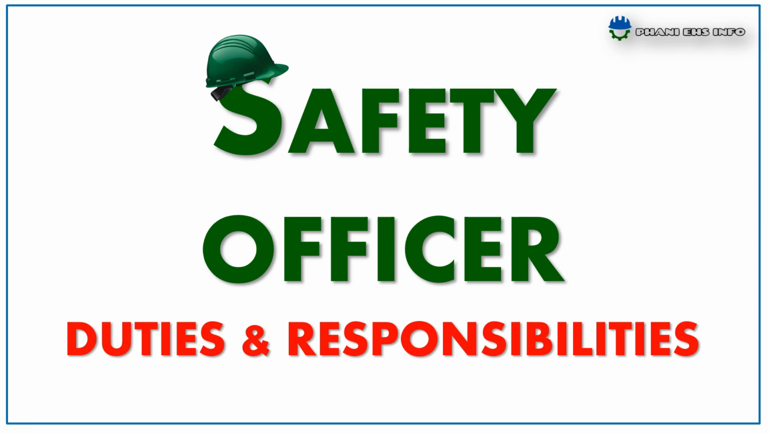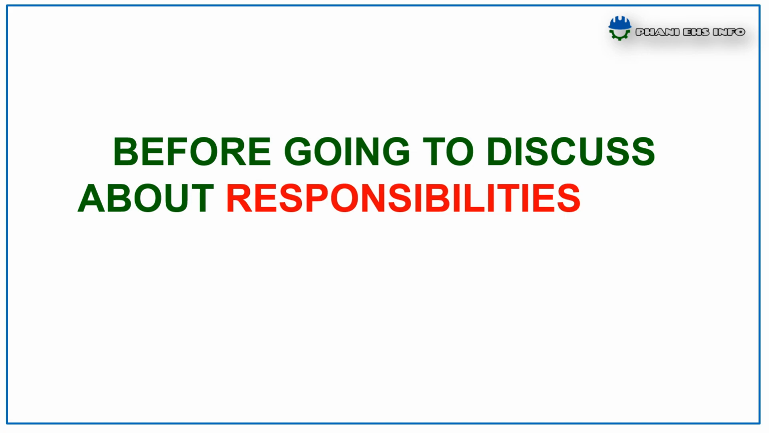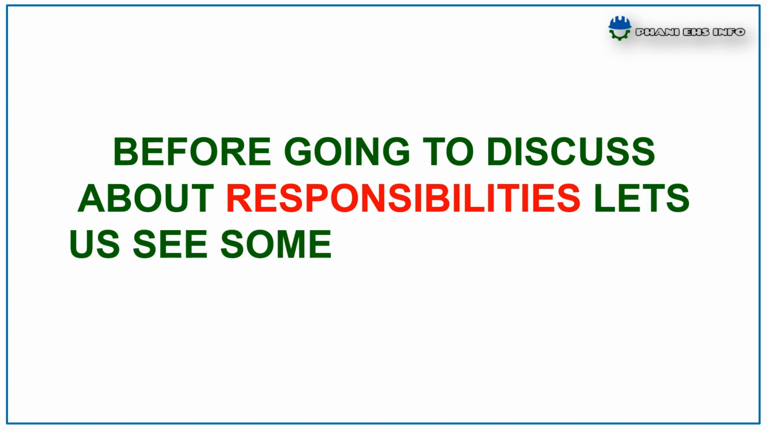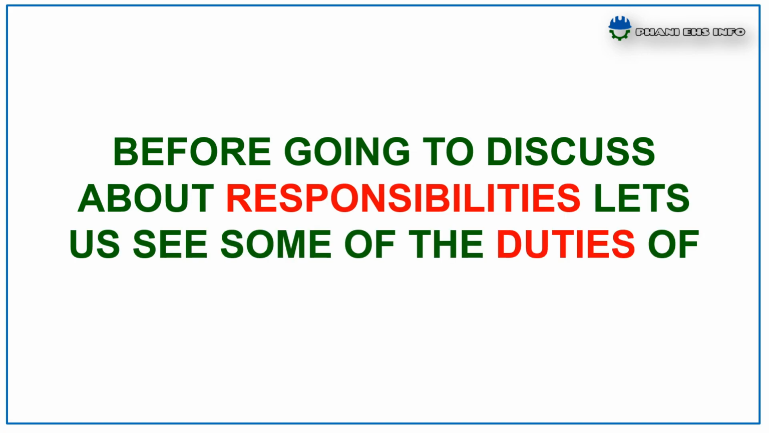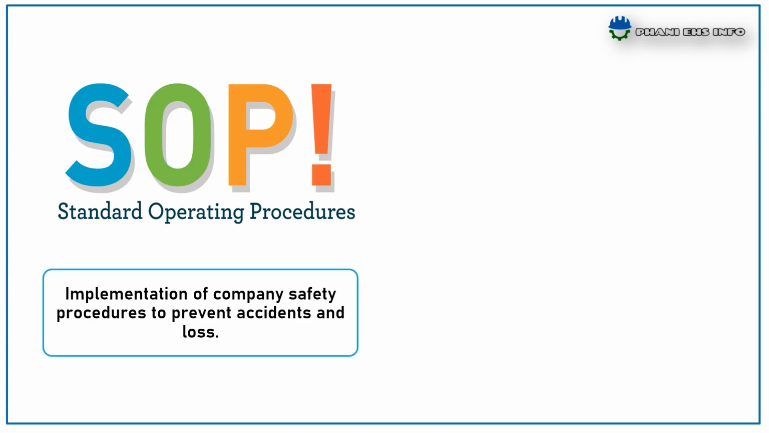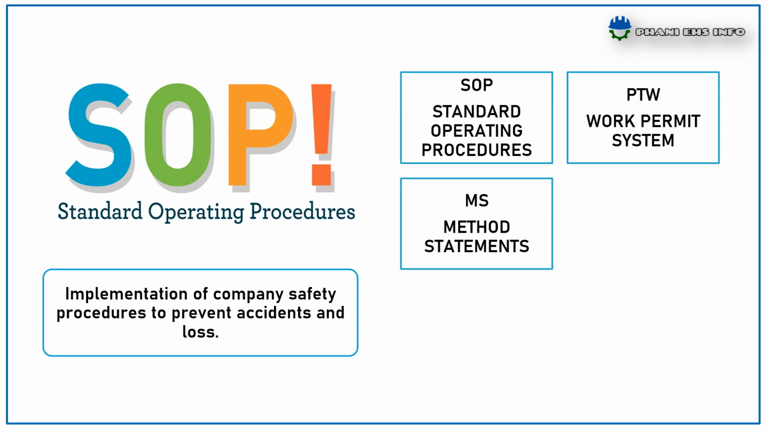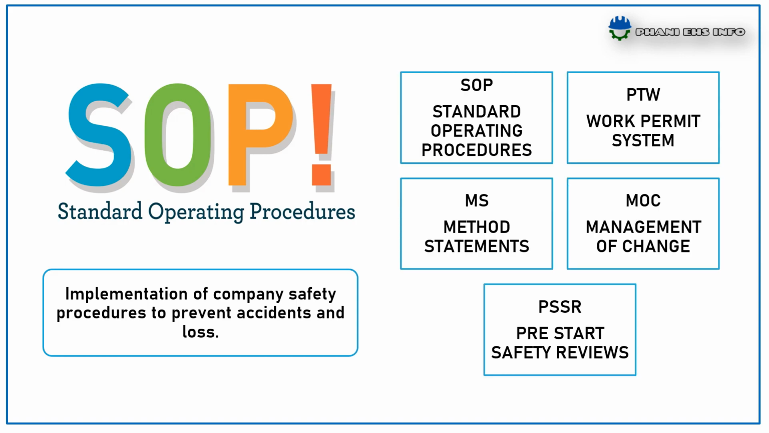Today I am going to talk about safety officer responsibilities. Before discussing responsibilities, let us see some of the duties of a safety officer. Implementation of company safety procedures to prevent accidents and loss. These procedures are like SOP (standard operating procedure), PTW (work permit system), method statements, management of change, pre-start safety reviews, etc.